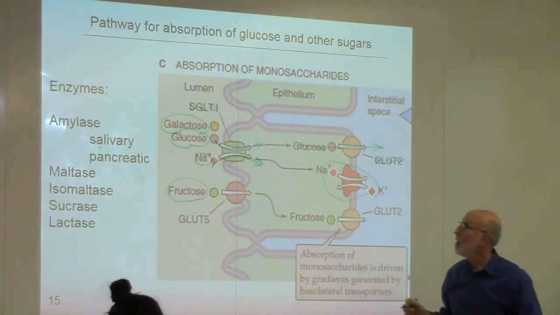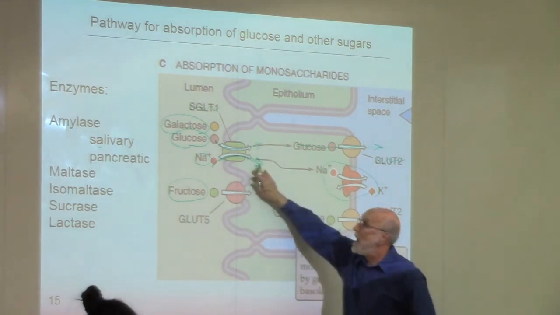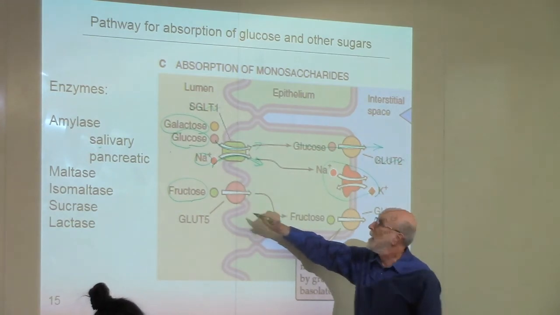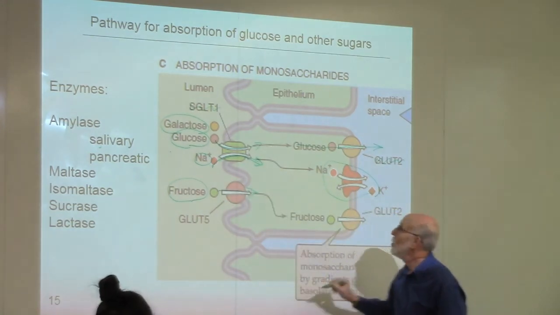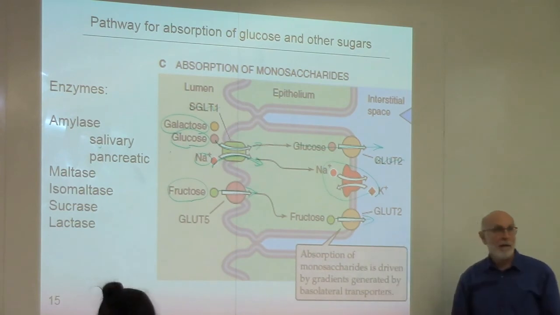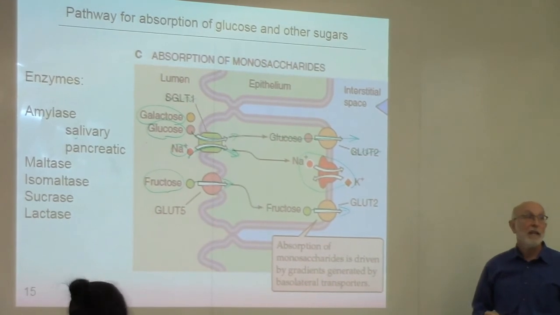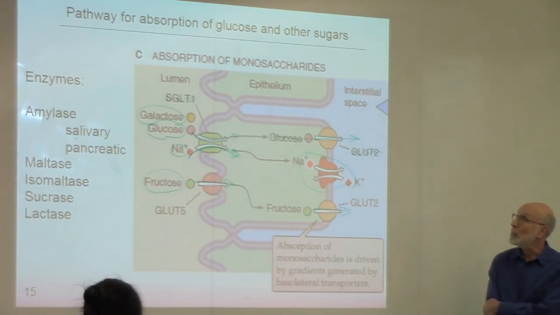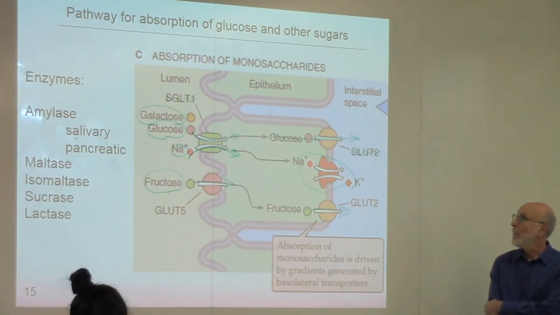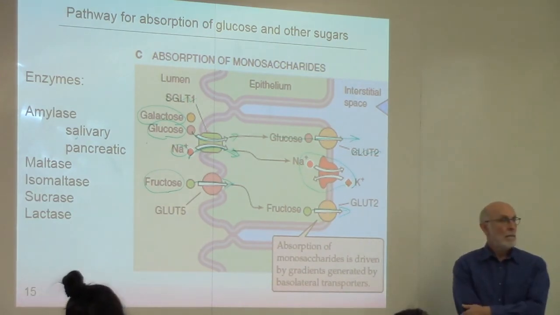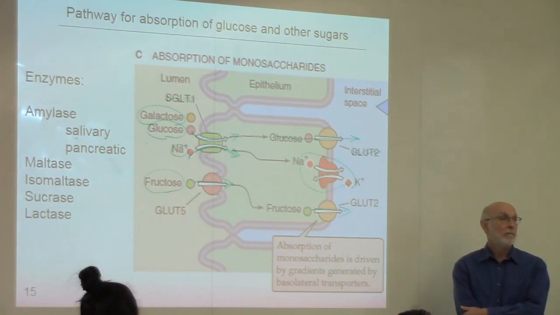Fructose is the weird one. Fructose does not have a sodium-driven transporter on the apical membrane. It's got a uniporter on the apical membrane and then a uniporter on the basolateral membrane. So fructose absorption is just a little different from galactose and glucose. So this is how your body gets nutrients from starch.